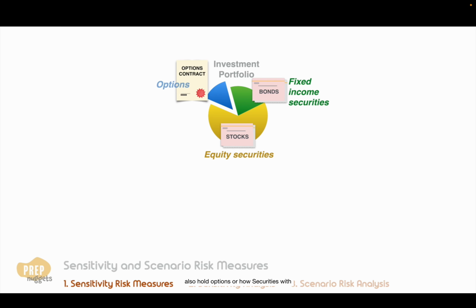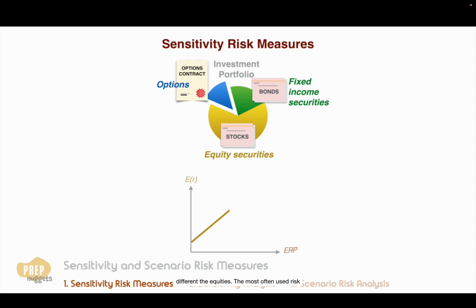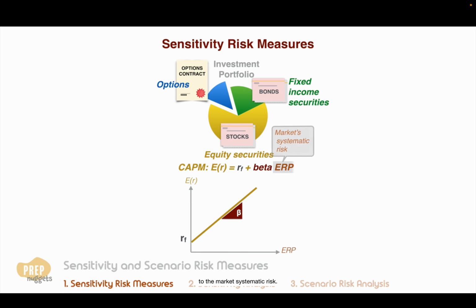Most investment portfolios contain equity securities and/or fixed income securities. Some may also hold options or have securities with embedded options. The risk factors used to measure the risks of equities, fixed income securities, and options are all different. For equities, the most often used risk factor is beta, which we've learned under the CAPM model is a measure of the sensitivity of the stock's returns to the market's systematic risk. Stocks with beta greater than 1 are considered more risky than the overall stock market itself.